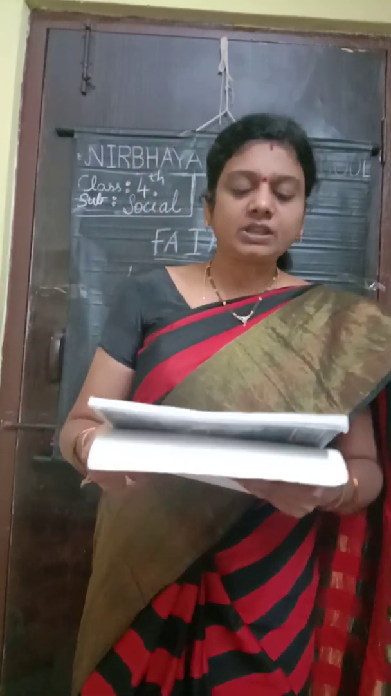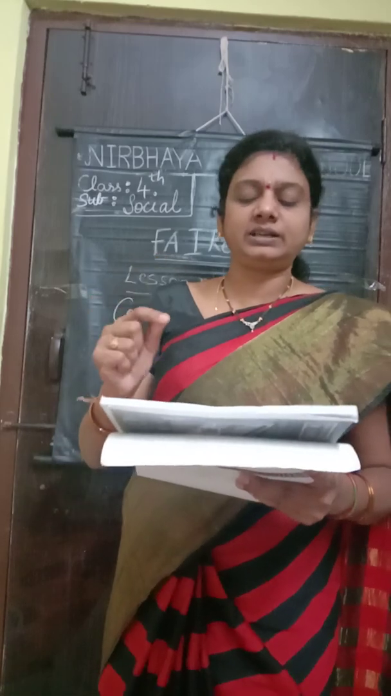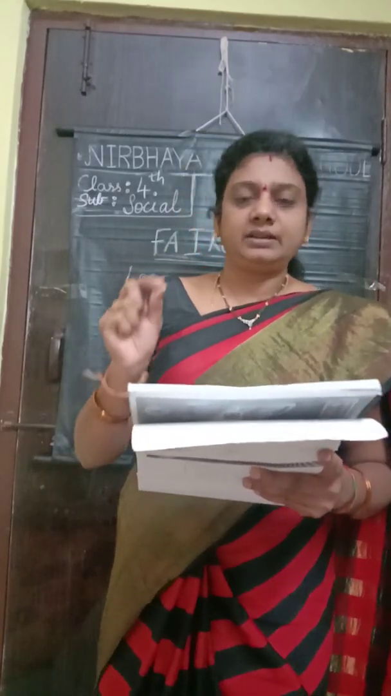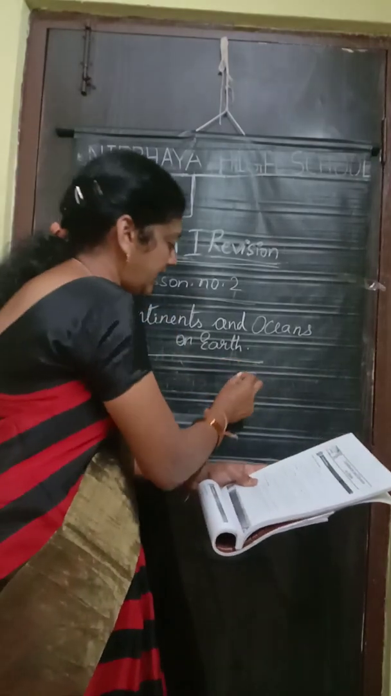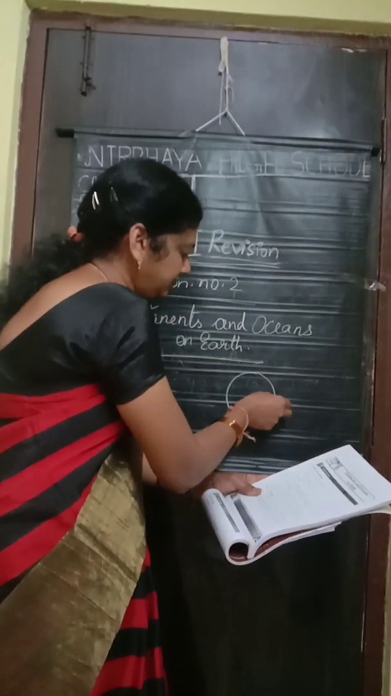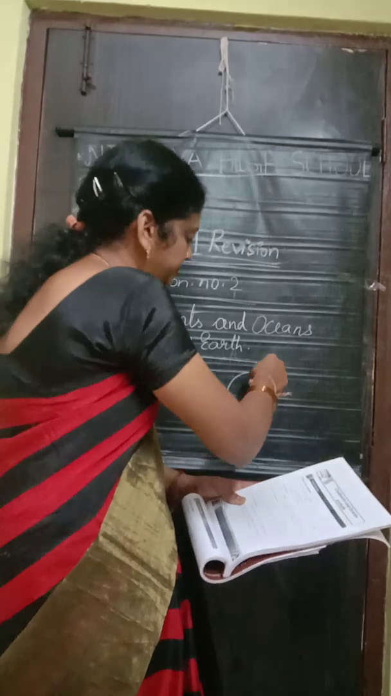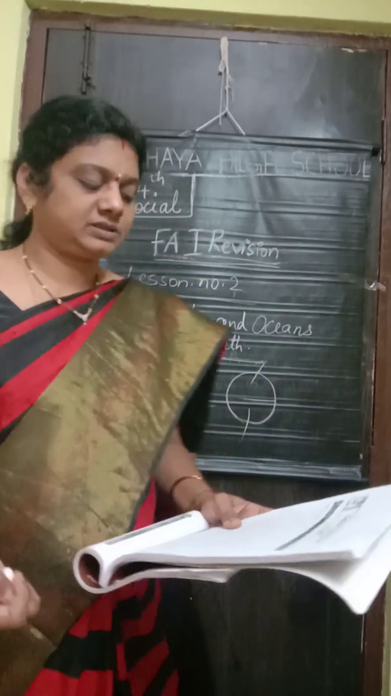What is half of the earth shown as? The options are given here: hemisphere, interval, tropic, coordinate. Which one is correct? Hemisphere. The earth is, means, half. Northern hemisphere, southern hemisphere.